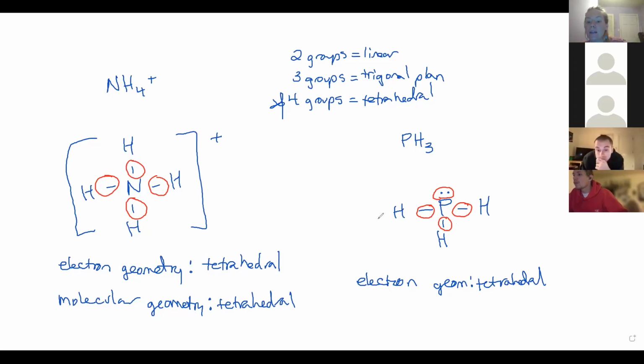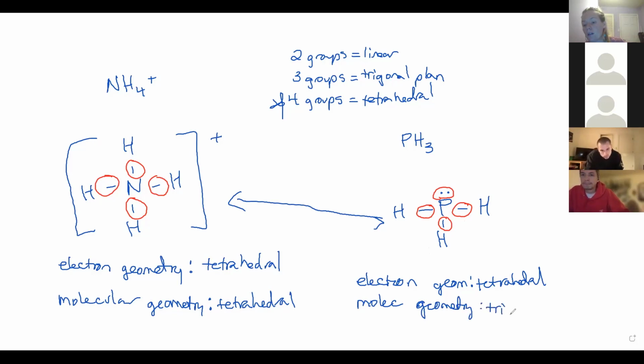How is this different though than this? Besides, this has nitrogen in the center and this has phosphorus. Well, in this, every single bond has a buddy. In this one, 3 of the bonds have a buddy. 1 of the bonds is by itself. So think of your little pyramid shape and rip that top atom off. What are we left with? We're left with 3 prongs pointing down. So the molecular geometry is trigonal pyramidal. Trigonal pyramidal. Okay, a little pyramid that points down.